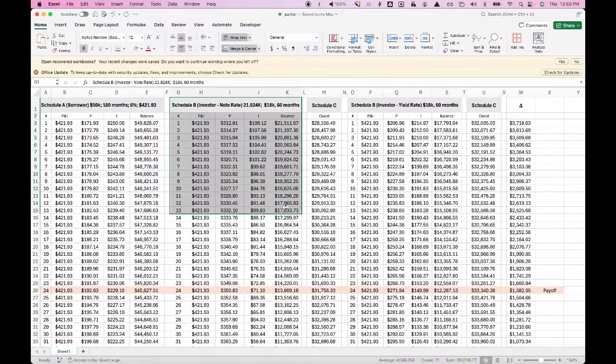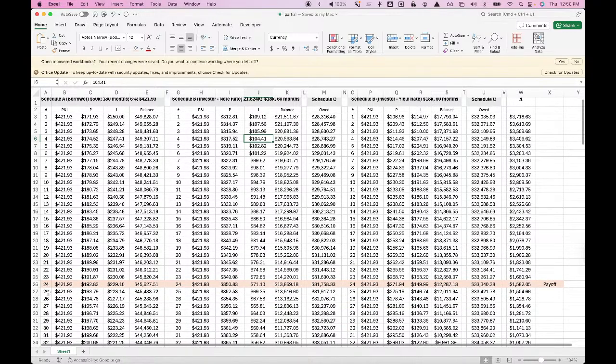This is your schedule that you bought this note for $18,000. The balance is, I'm sorry, the note that you're buying is $21,842, but it's at the note rate, right? So this balance, it's chipping away.